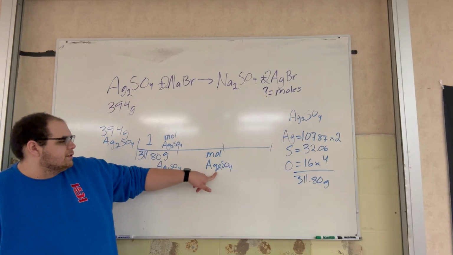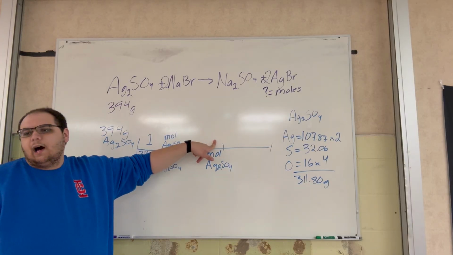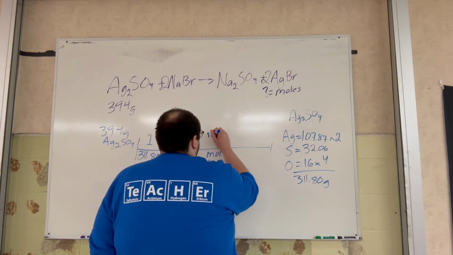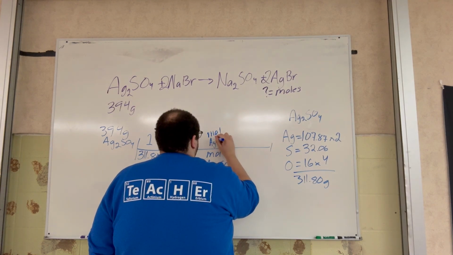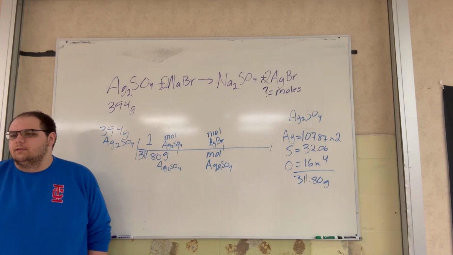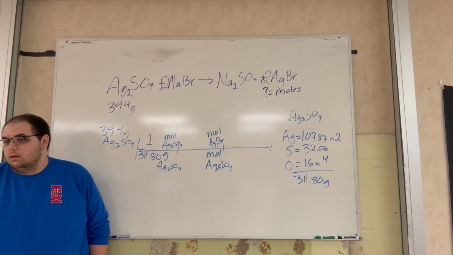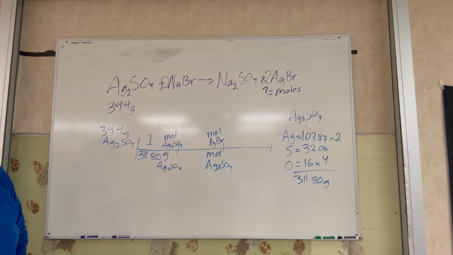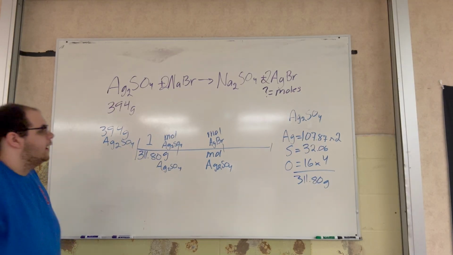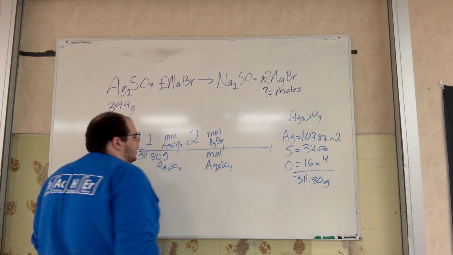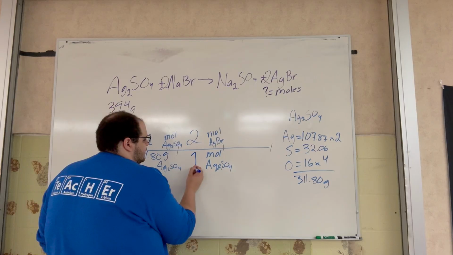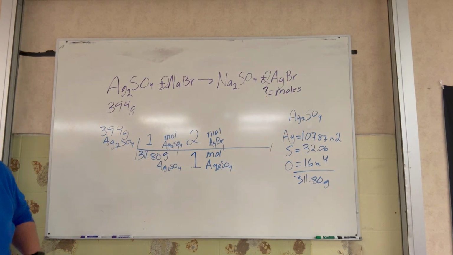So if I have moles of silver sulfate on the bottom, what am I going to have on the top? Moles of silver bromide. Hey, and if I have moles over moles, where do I get my numbers? Balance coefficients. Which one's going to be the balance coefficient for silver bromide? I see a 2. What about for silver sulfate? Hopefully you agree that it's a 1.